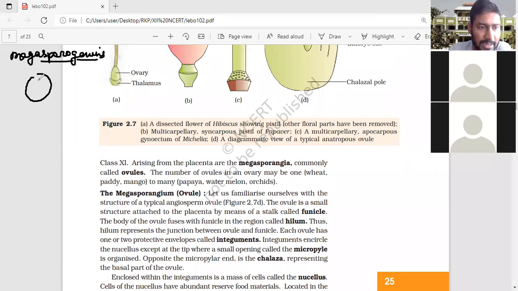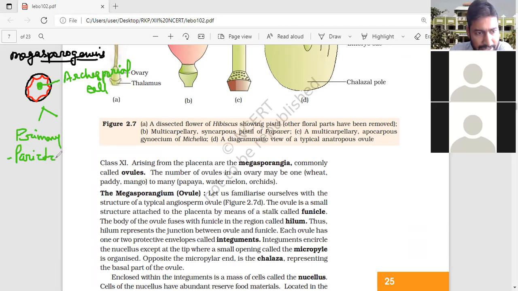Suppose this is the cell. Just wait, I'm drawing. In the cells there are different layers, and in these cells there is a special structure called the archesporial cell. Clear? These archesporial cells divide again and form two structures: one is the primary parietal cell, and the second is the sporogenous cell. Primary parietal cells and sporogenous cells. Clear? Now, what happened?